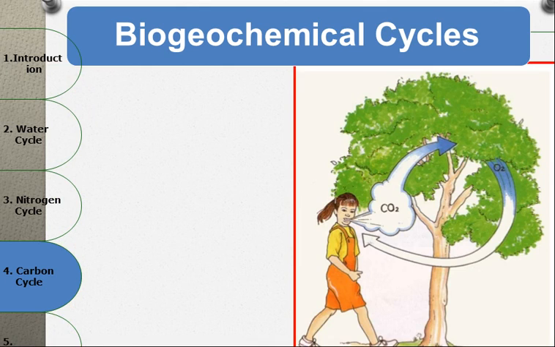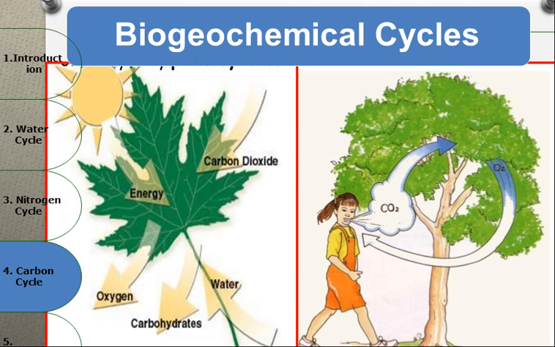This is the pictorial view showing the exchange of gases between animals and plants, and this one is the factory of the plant, the factory of food, that is using carbon dioxide to produce glucose.